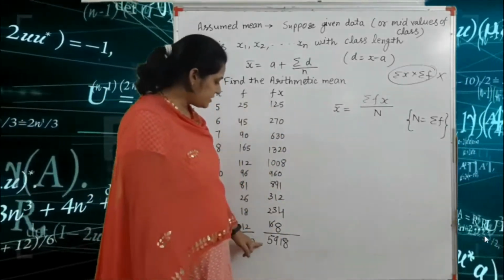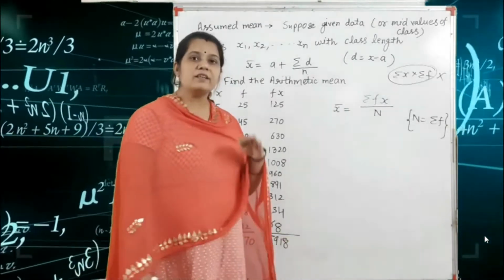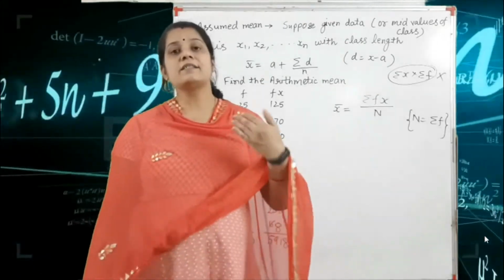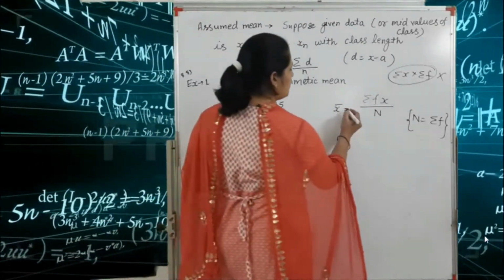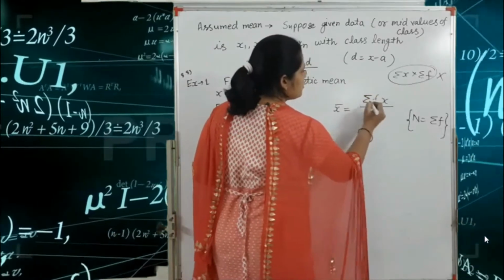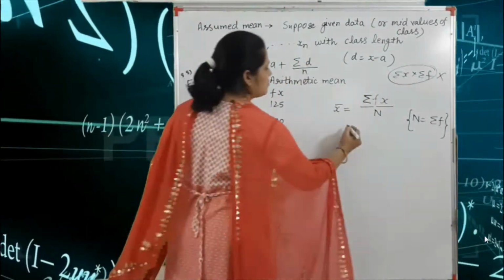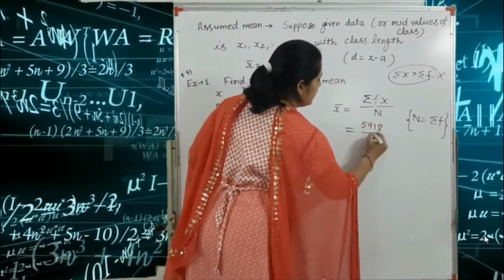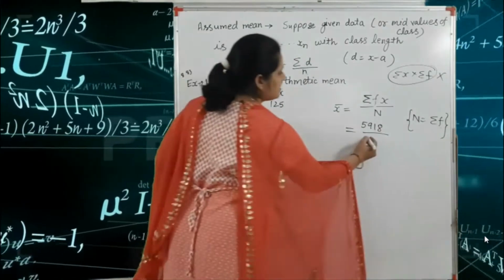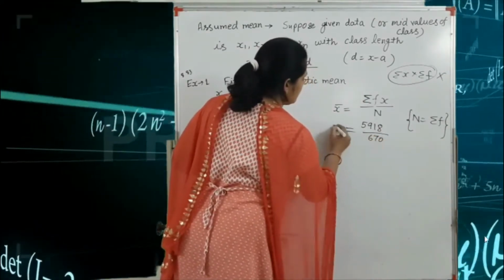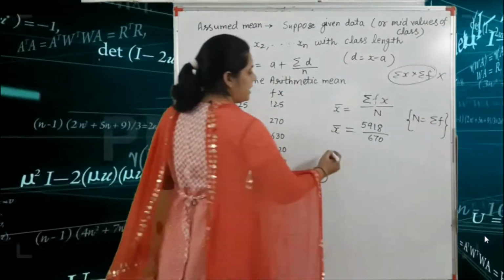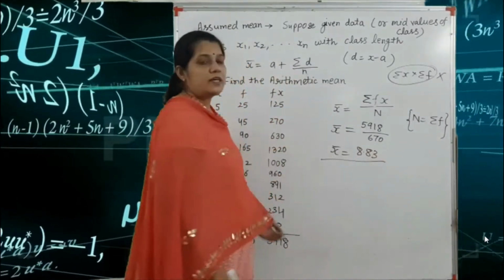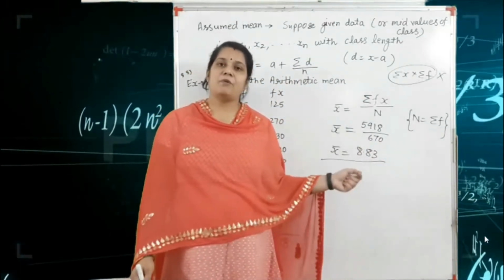So summation fx is equal to 5918. Okay, and the summation f is equal to 670. Okay, so write here the formula: x bar is equal to summation fx upon capital N. So we write here the value summation fx, that means 5918, and summation f is equal to 670. This is your x bar. So x bar is equal to 8.83. This is your final answer with the help of mean.